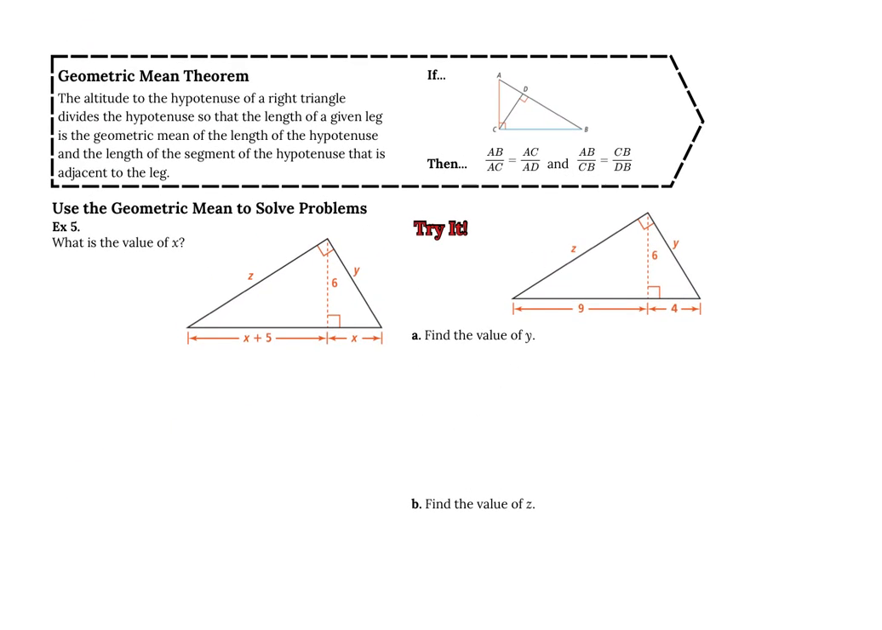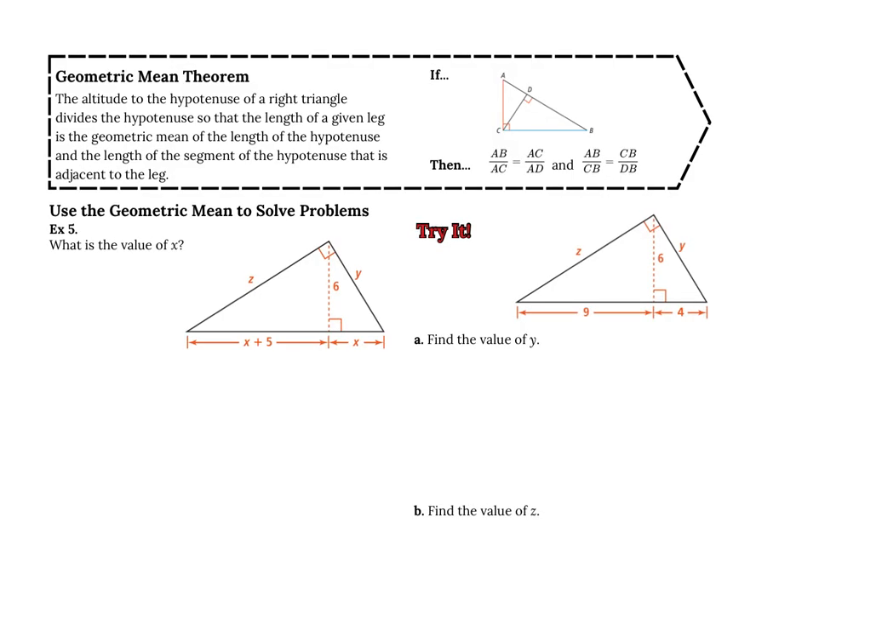All right. Geometric mean theorem. The altitude to the hypotenuse of a right triangle divides the hypotenuse so that the length of a given leg is the geometric mean of the length of the hypotenuse, and the length of the segment of the hypotenuse adjacent to the leg.